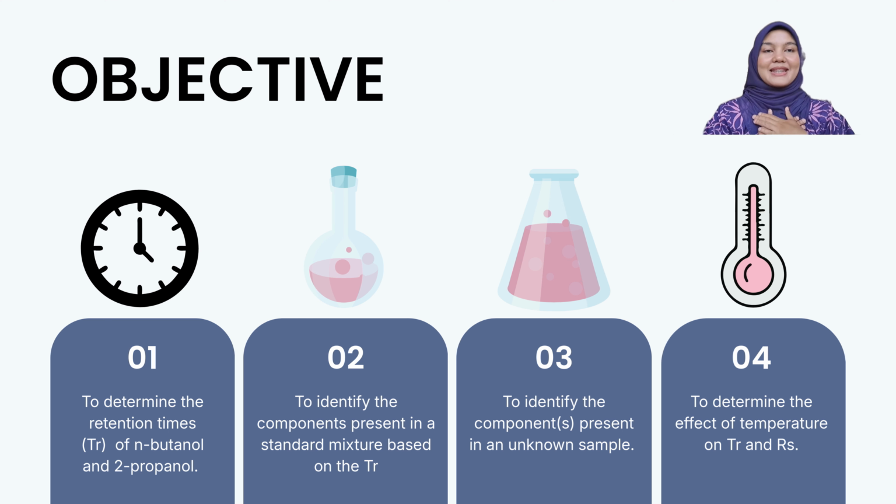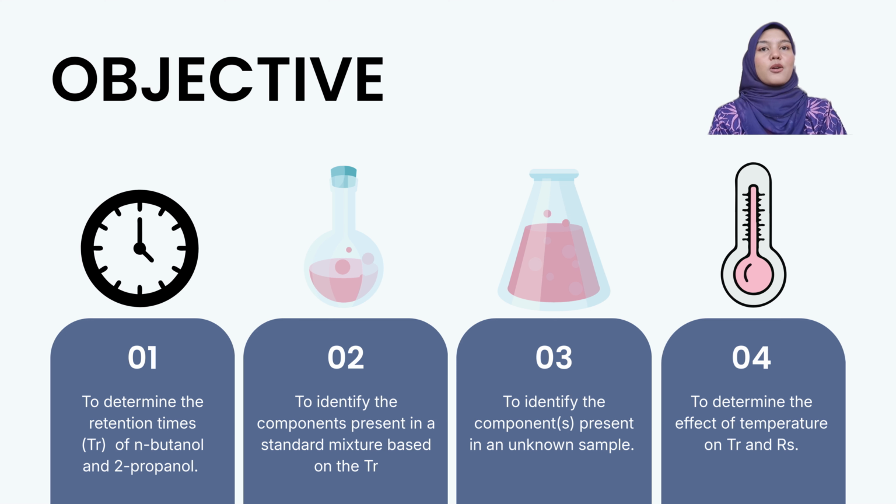Hi, my name is Nurin and I'm going to talk about the objective of this experiment. There are 4 objectives of the gas chromatography experiment. Firstly, is to determine the retention time of N-butanol and 2-propanol. Retention time is the time taken for a compound to travel through the GC column. Each compound has a specific retention time under fixed temperature, based on how long a compound takes to elute.